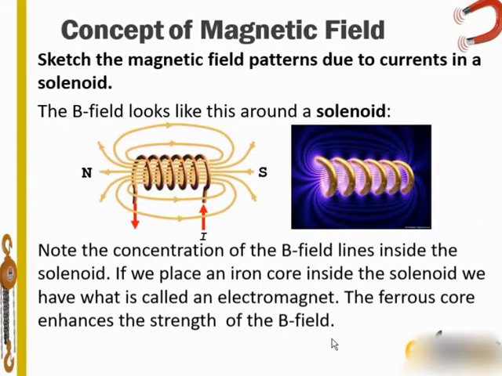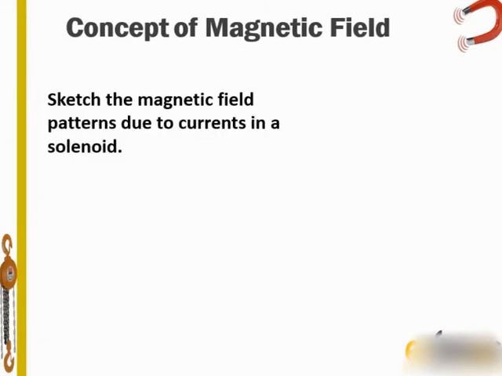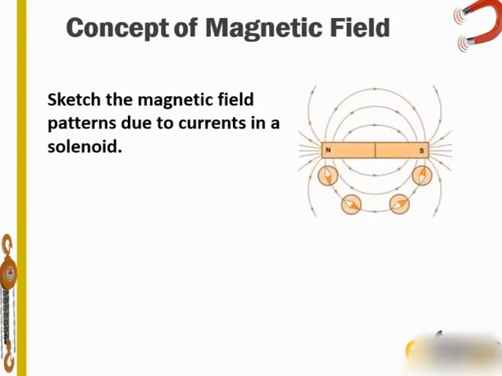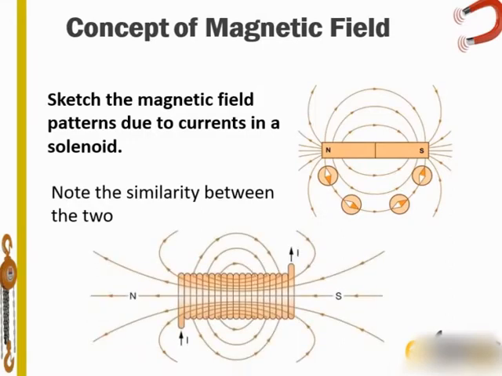So here we have a bar magnet in the top right-hand corner, and we have the solenoid in the bottom center of the page. Can you see the similarities between the two, which are very striking? In fact, you can see they're almost identical. In other words, when you sketch a magnetic field diagram for a solenoid due to the current passing through it, you are in effect sketching the magnetic field lines of a bar magnet.